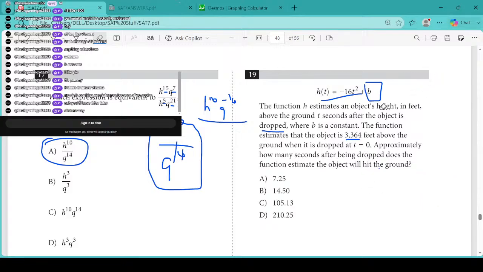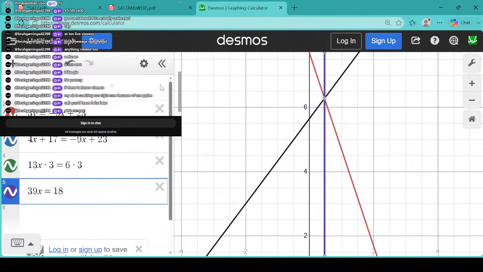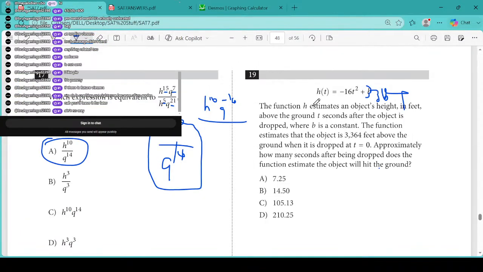So if b is the height, then your function is negative 16 t squared plus 3,364. And you want to find t, where it intersects the graph, the final x value, because this is showing the height. When the object reaches the ground, h(t) equals 0. The height equals 0 because it's on the ground.